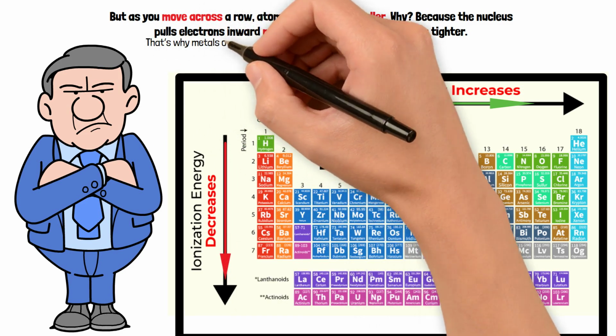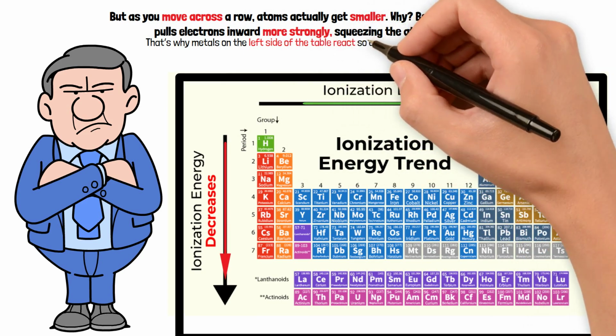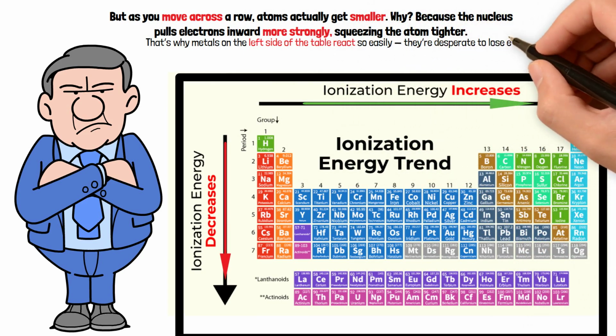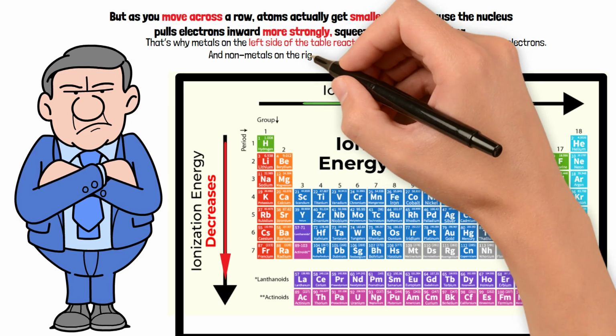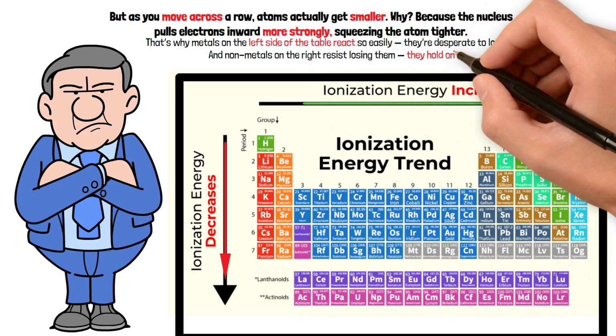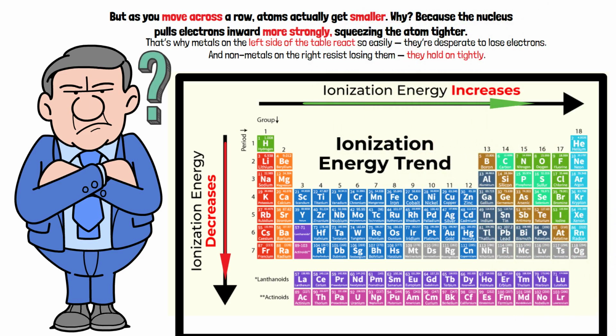That's why metals on the left side of the table react so easily. They're desperate to lose electrons. And nonmetals on the right resist losing them. They hold on tightly. Now here's something even more interesting.